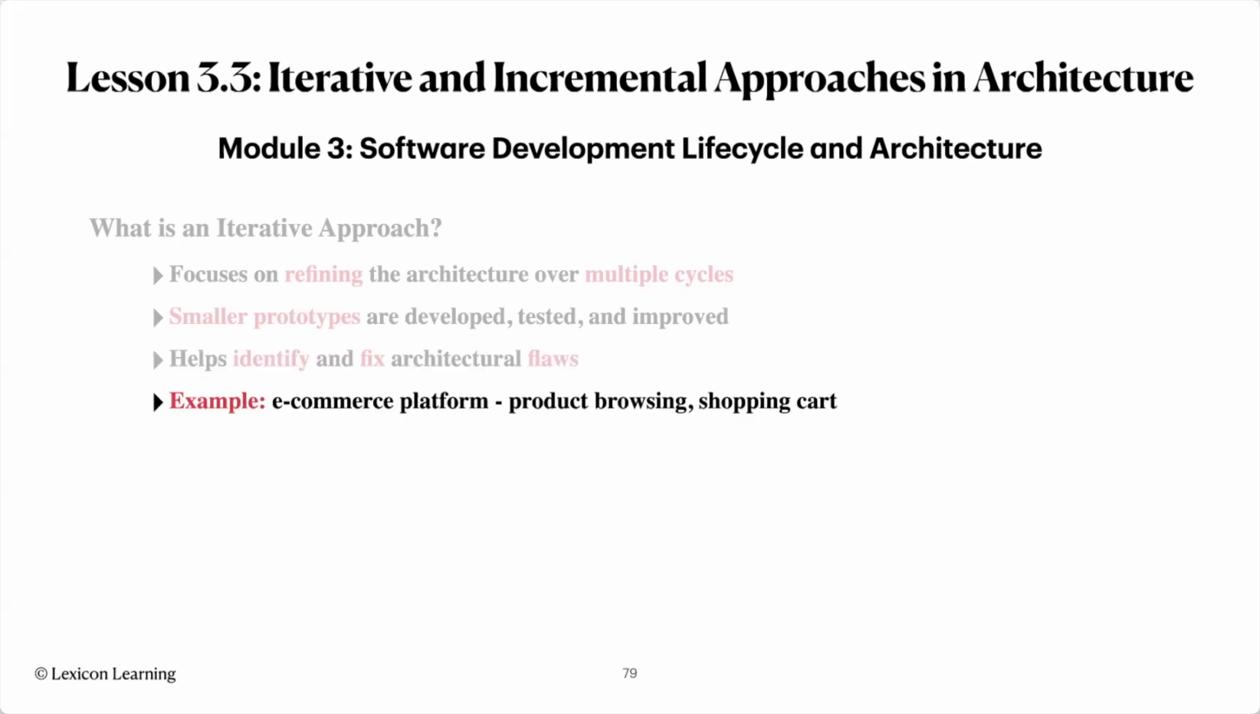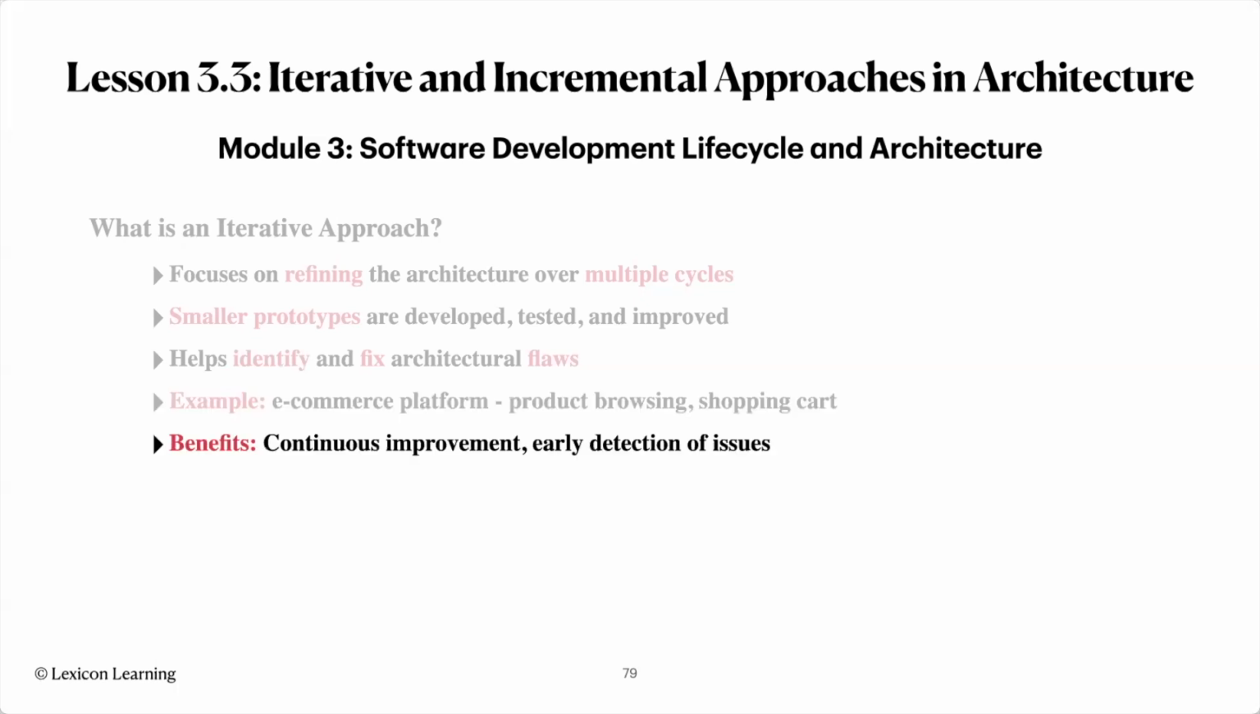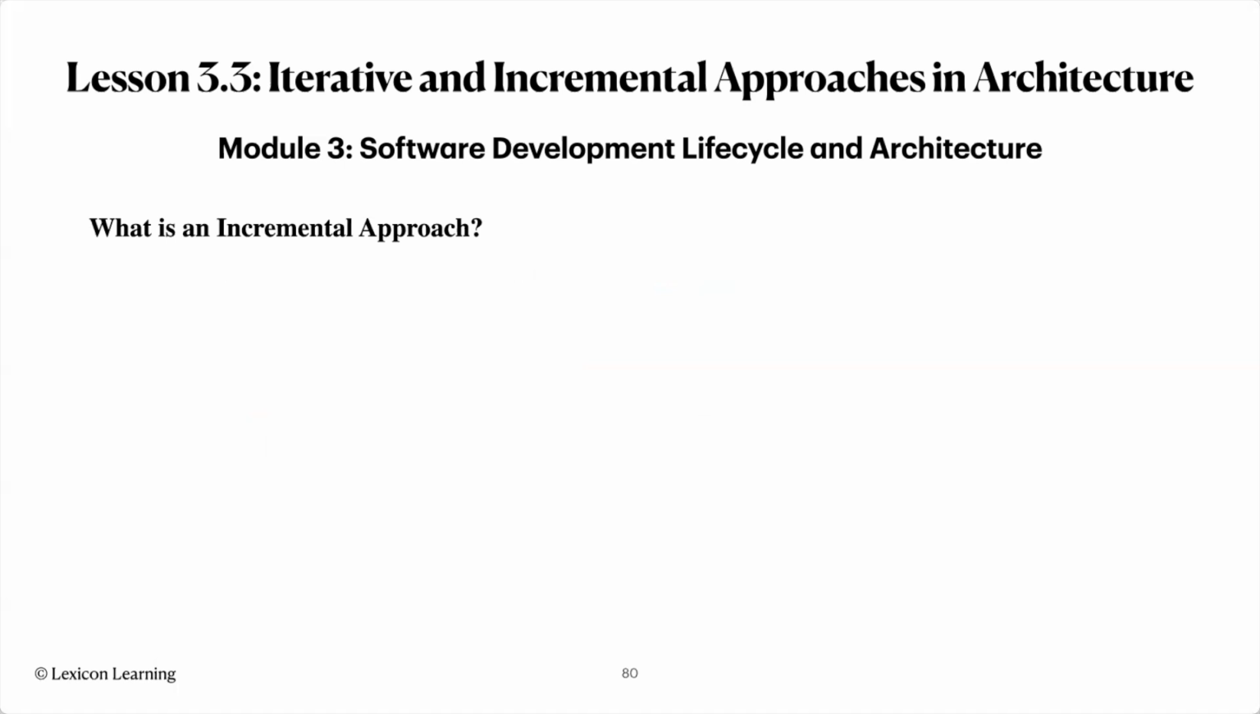An example of this approach is e-commerce platform. In first iteration, it might include basic product browsing. With subsequent iterations, you add features like shopping cart or user reviews. And the benefits are great. Continuous improvement, early detection of issues, and flexibility to adapt to changing requirements.